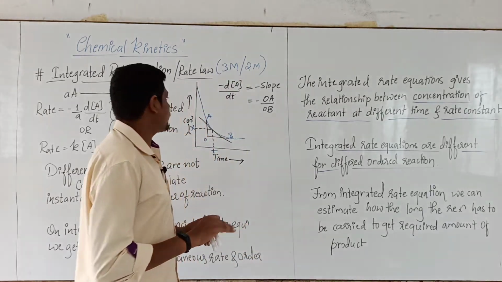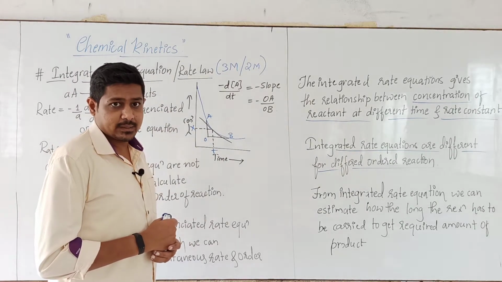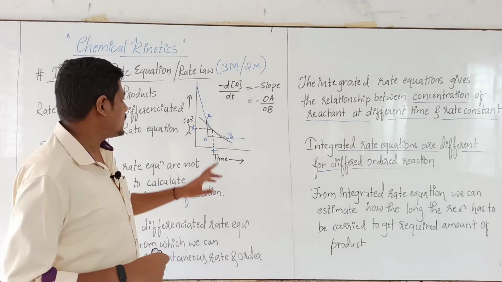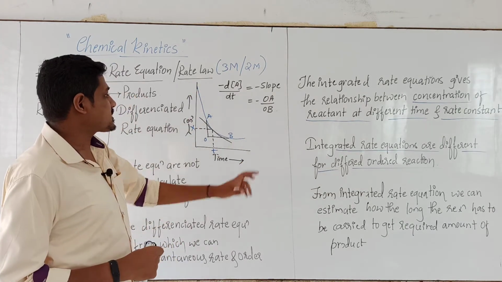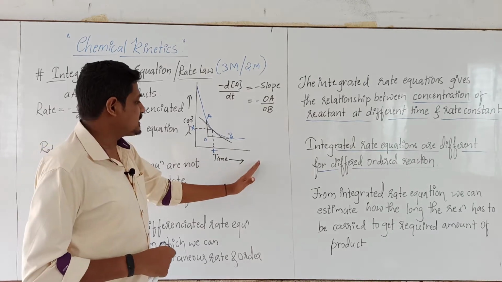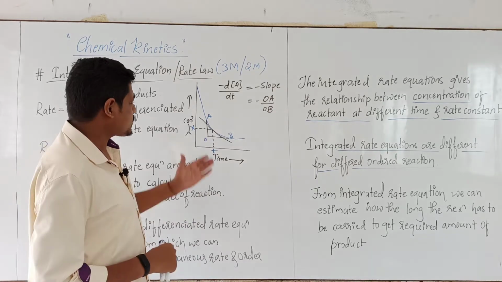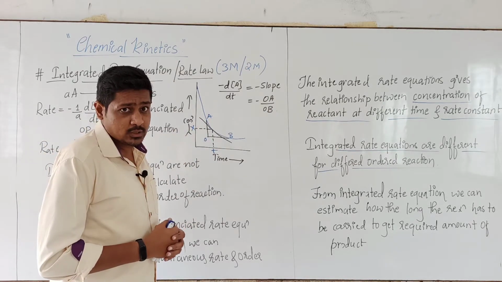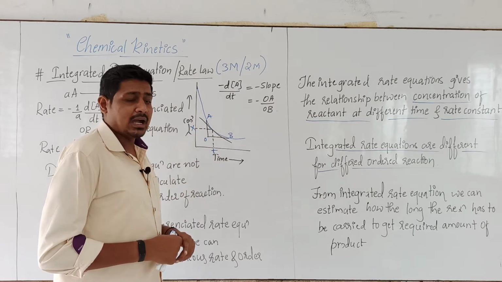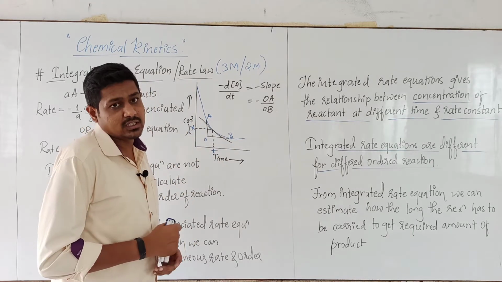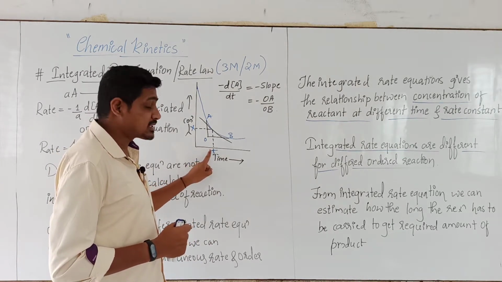For your convenience I have drawn a graph here. How do we calculate the instantaneous rate? We will plot a graph of concentration versus time. This graph is expressed in terms of reactant, so as the time increases, the concentration of the reactant decreases. To get the instantaneous rate, we draw a tangent, and the slope of this tangent will give you the instantaneous rate, meaning the rate of reaction at this particular time.